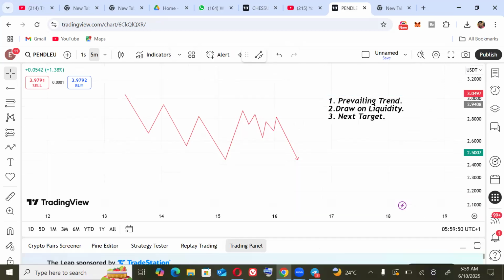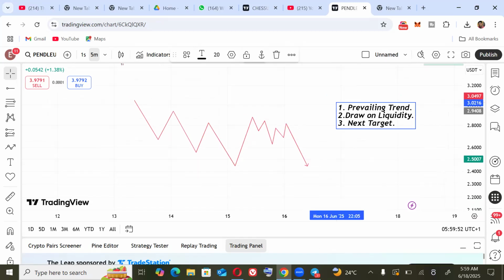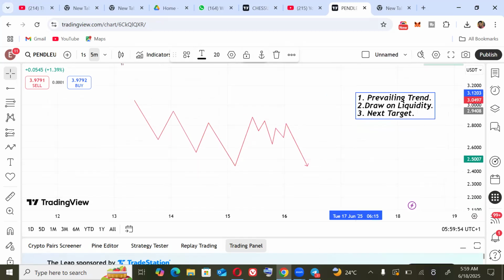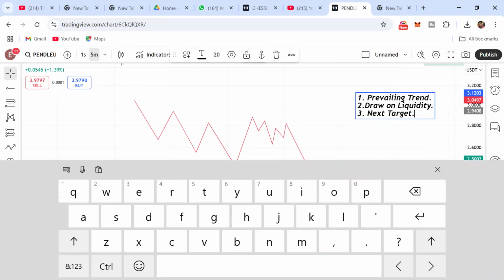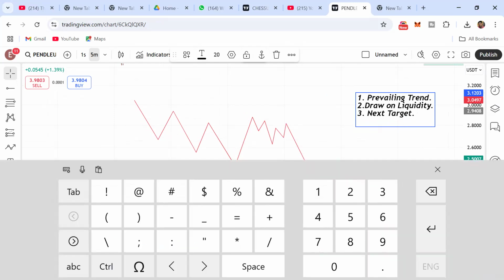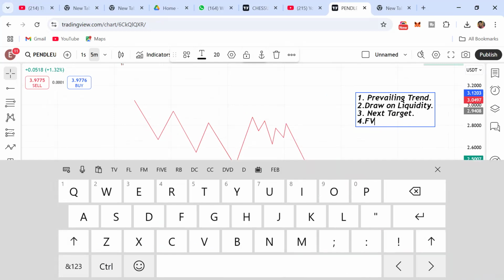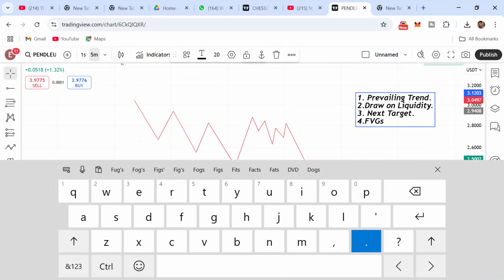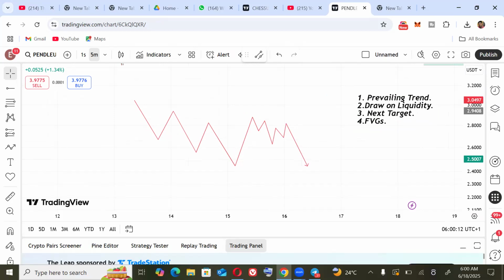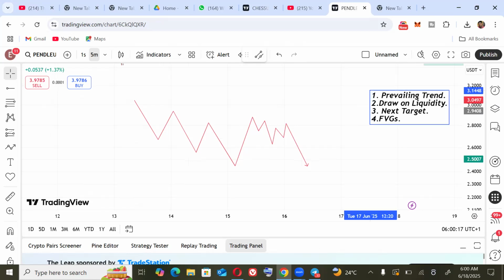Now, these three must work hand in hand, and then we can maybe add a fourth one. We must look for FVGs, fair value gaps. Now, these four must work together.